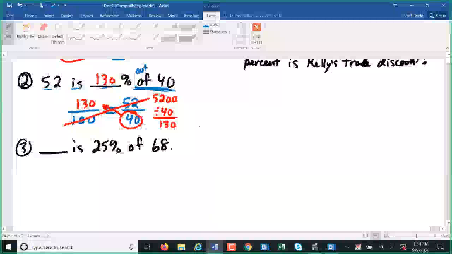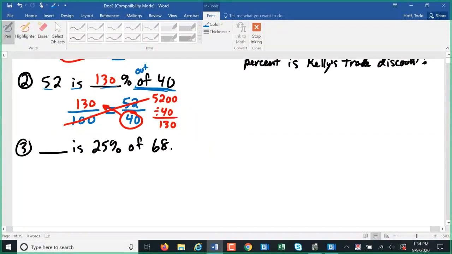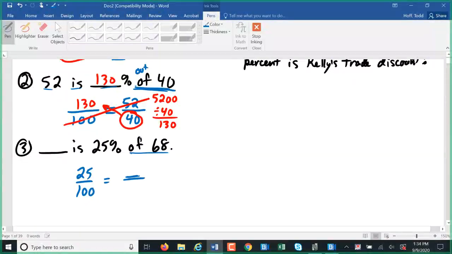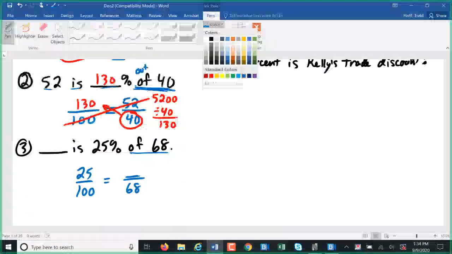Number three, blank is 25% of 68. So 25% is 25 out of 100. Blank is 25%, so that implies that missing number goes with the 25. Of 68, again, read that as out of 68, implies the 68 goes on bottom.